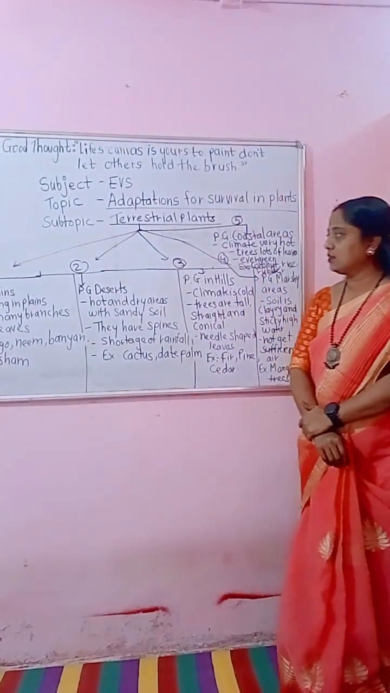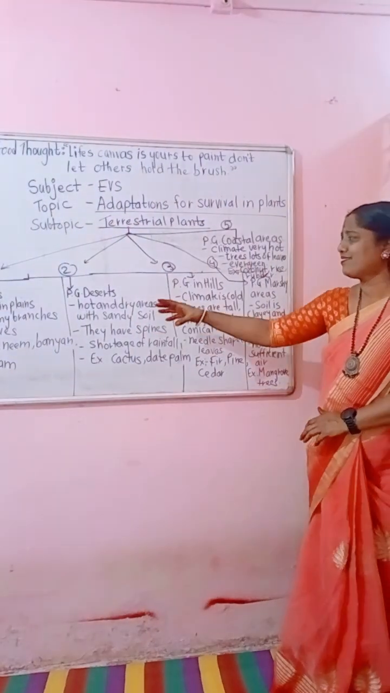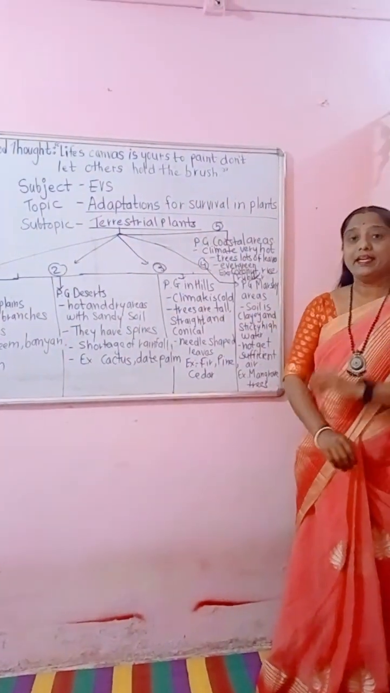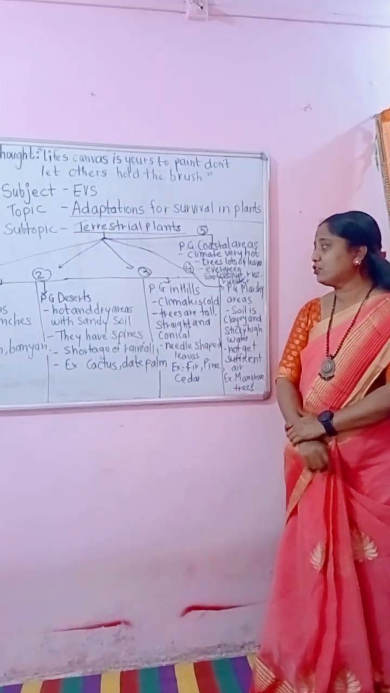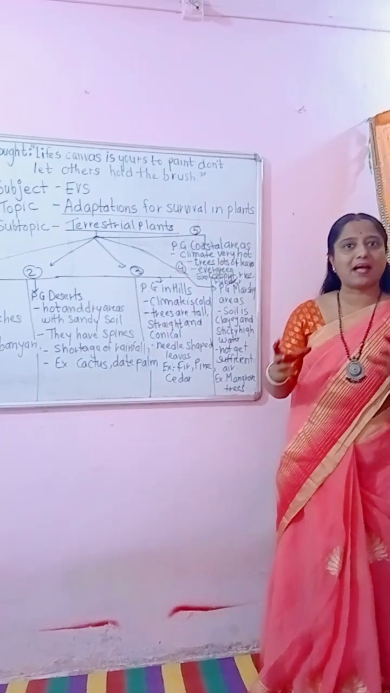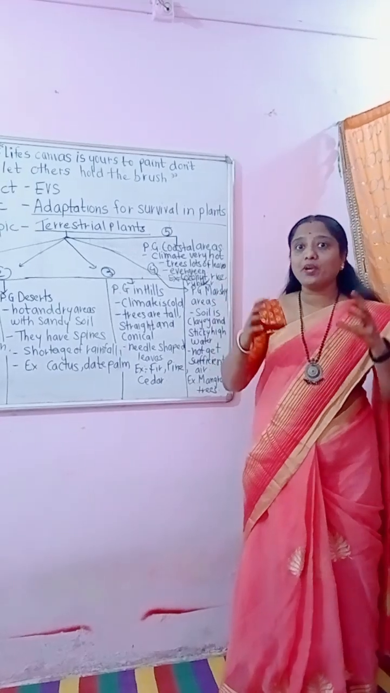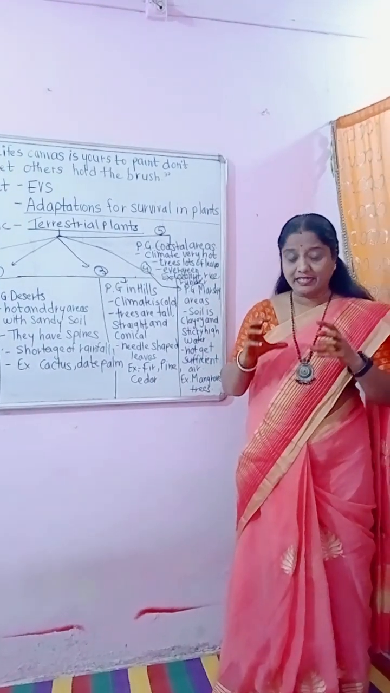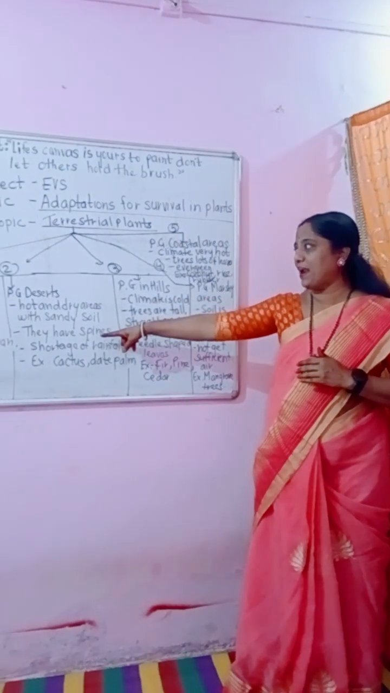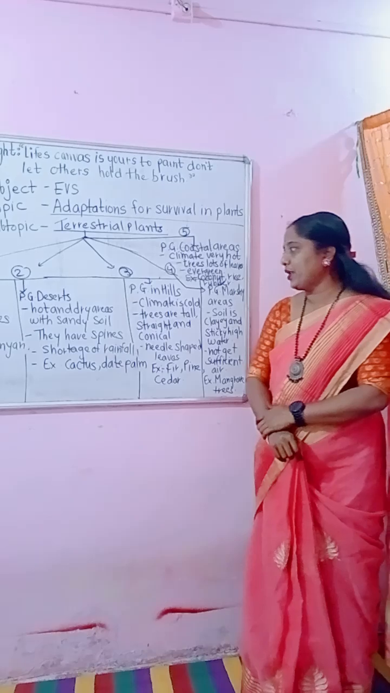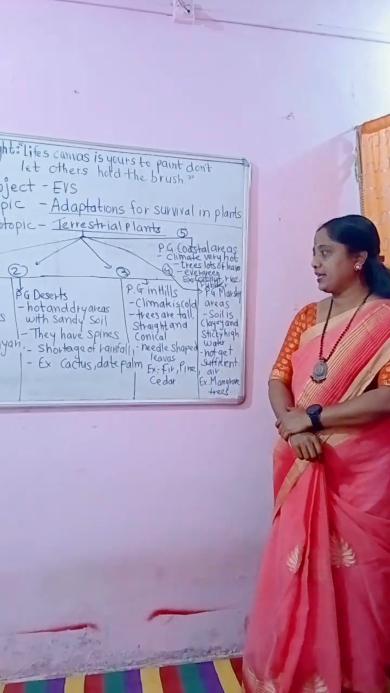Now the second one is plants growing in the desert. What is meant by desert? The desert is a hot and dry area with sandy soil. It has sandy soil, that is why it is called the desert. The plants have spines, and with those spines they collect more and more water and provide that water to the plant. That is why those plants are called desert plants. For example, cactus and date palm are examples of desert plants.